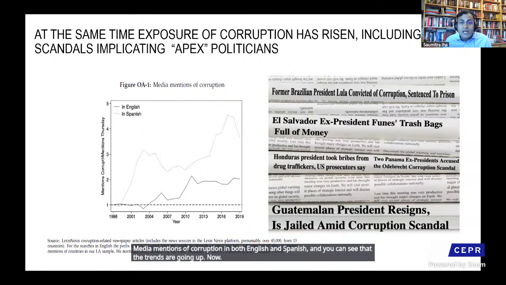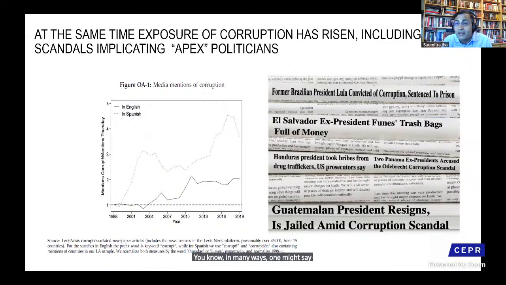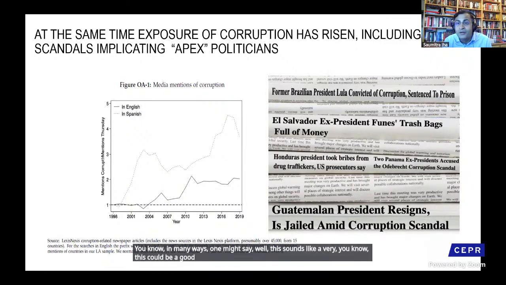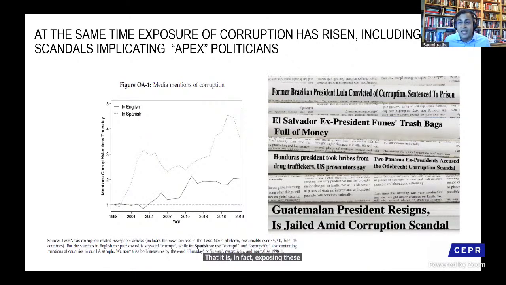Now, in many ways, one might say, well, this could be a good thing, right? The more we expose corruption, arguably the better it is for democracy, and maybe it is the case that this can improve and strengthen people's beliefs in the system, that it is in fact exposing these types of behaviors.